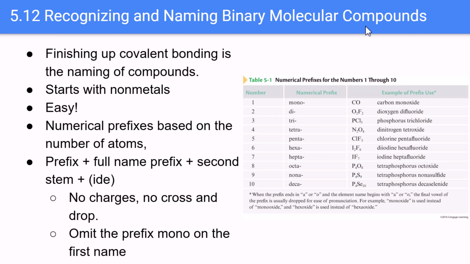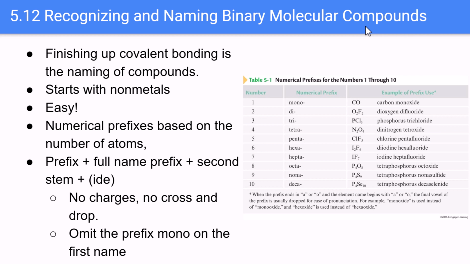Okay, so the last thing I'm going to cover in this particular unit, and I know I've covered a lot of materials already because this is a very heavy unit in terms of the materials that are covered. Practice, practice, practice. The last thing I'm going to discuss here, and this is something that I actually like to teach with the ionic materials, is naming of these covalent compounds. And we're going to finish up the naming of compounds.